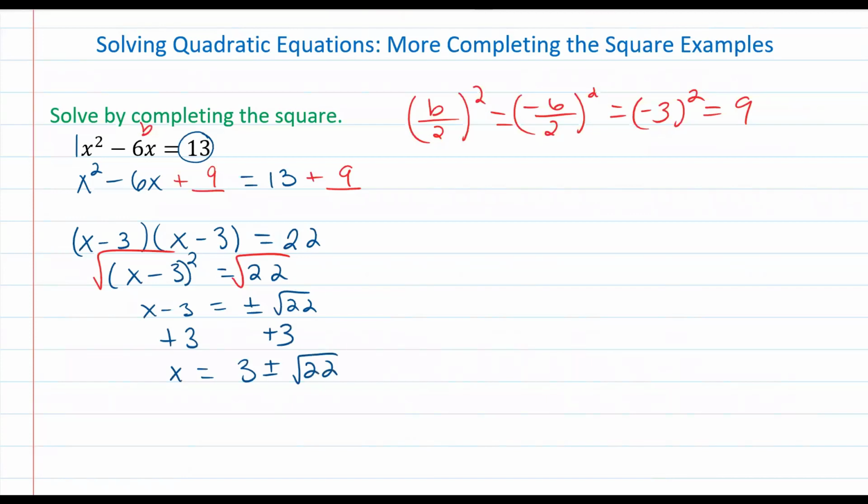And if you wanted to, you could rewrite this as two solutions. So it's x is equal to 3 plus the square root of 22, and x is equal to 3 minus the square root of 22. So in other words, rewriting them without the plus or minus as those two separate values.